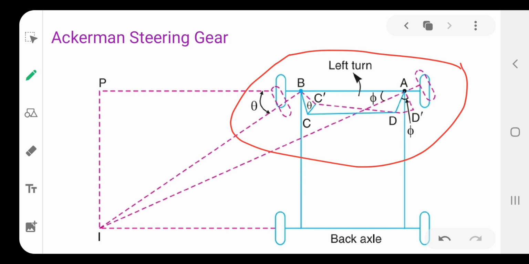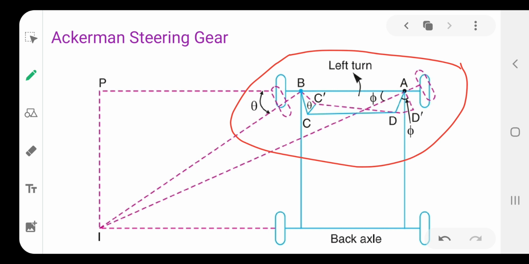In the Ackermann steering gear mechanism, ABCD is a four-bar chain. In this four-bar chain mechanism, the shorter links BC and AD are equal in length and are connected by hinge joints with the front wheel axles. The longer links AB and CD are of unequal length. First, when the vehicle moves along a straight path, the longer links AB and CD are parallel and the shorter links BC and AD are equally inclined to the longitudinal axis of the vehicle.